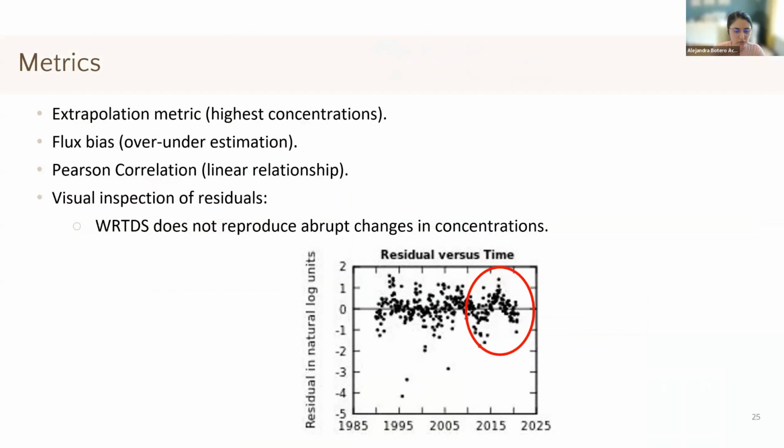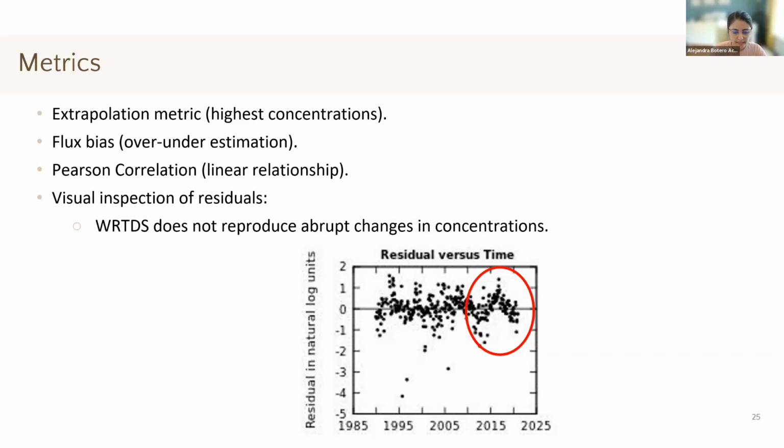So the WRTDS results of concentration were evaluated for performance using 3 different metrics. We used the extrapolation metric that compares the highest concentration between the observed and the simulated, the flux bias that tells us if the model is over or underestimating our concentration values. We use the Pearson correlation coefficient to estimate the linear relationship between observed and simulated. And finally, we did a visual inspection because the WRTDS model doesn't reproduce abrupt changes in concentration. It works better with gradual changes.